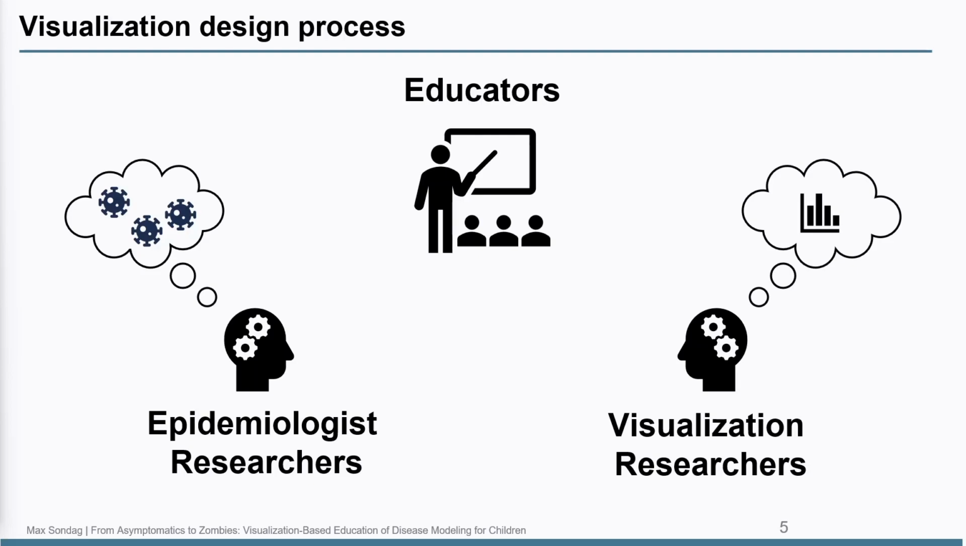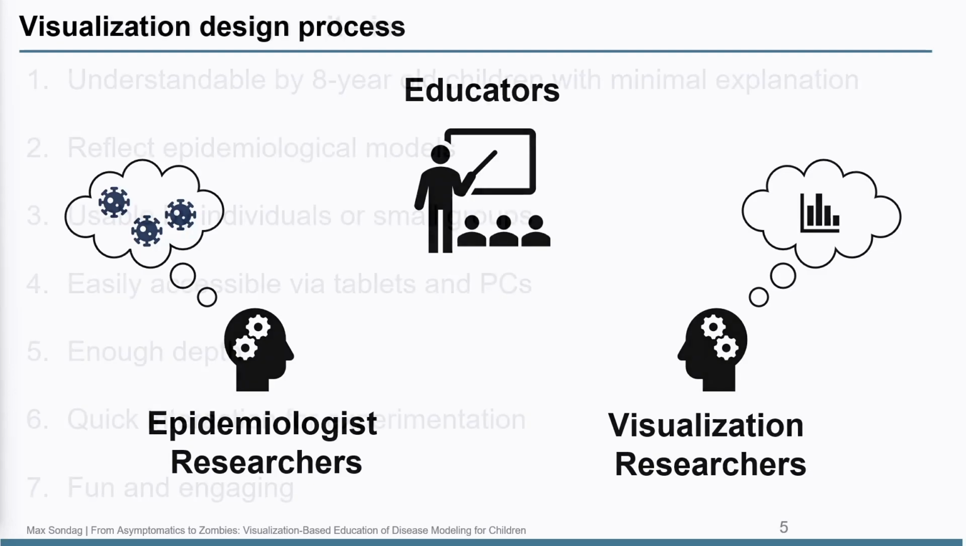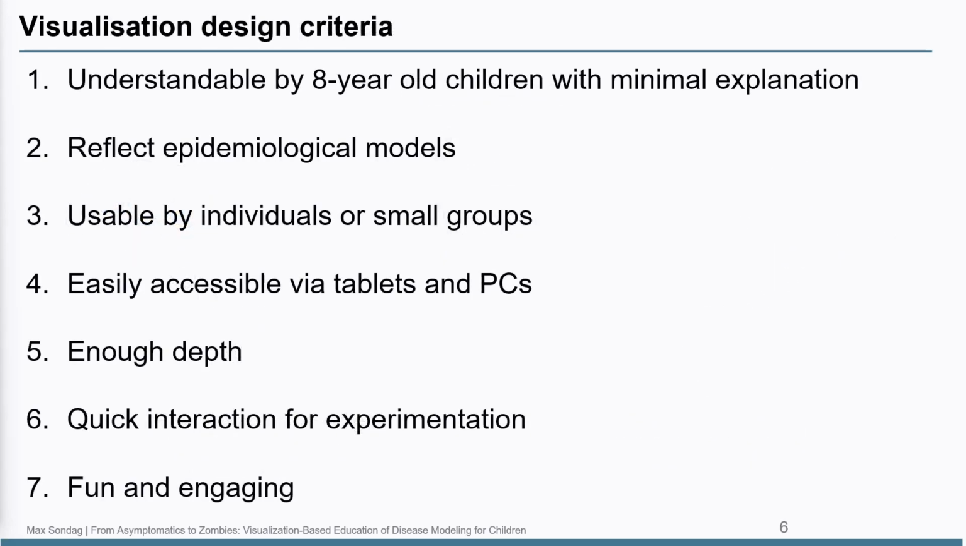Feedback from the epidemiologists ensured that the model was sufficiently realistic, and it also gave us guidance on which aspects of the disease are the most critical to communicate and are unique to COVID. Feedback from the educators, on the other hand, made it clear what would and wouldn't hold the attention of the children. We discussed this over a number of months before we eventually ended up with these 7 design criteria.